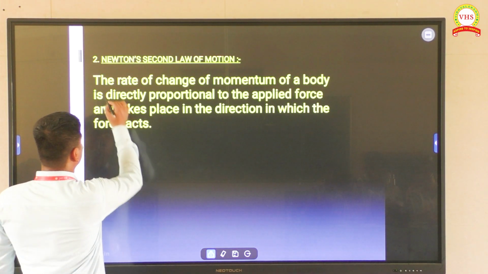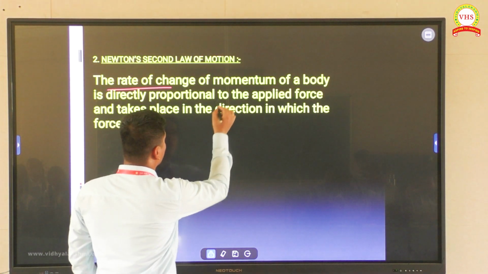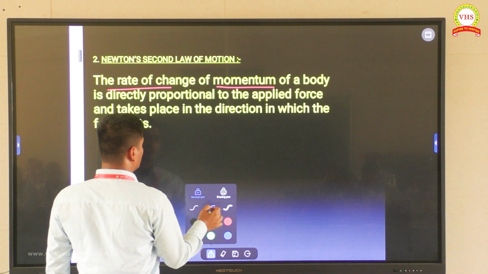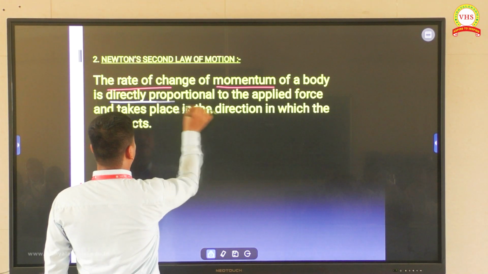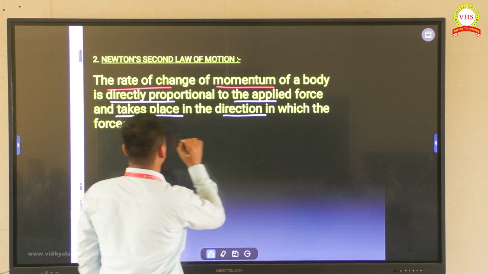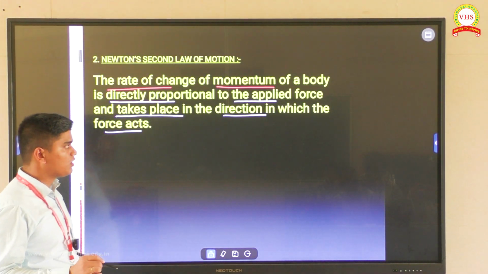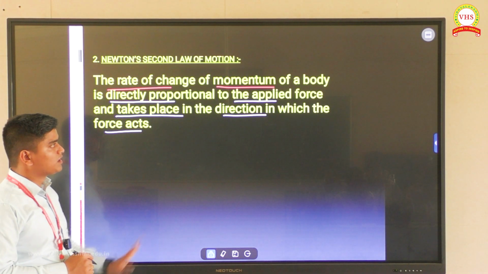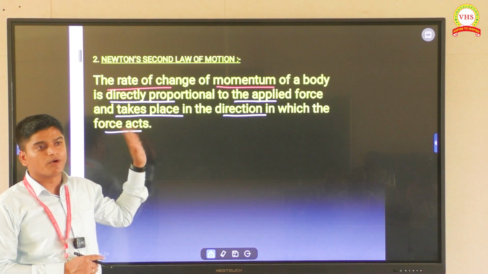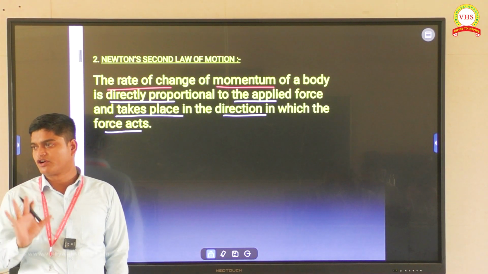What is the second law? The rate of change of momentum of a body is directly proportional to the applied force and takes place in the direction in which the force acts. So what they are telling here is that force is directly proportional to the rate of change of momentum, or the rate of change of momentum is directly proportional to force.